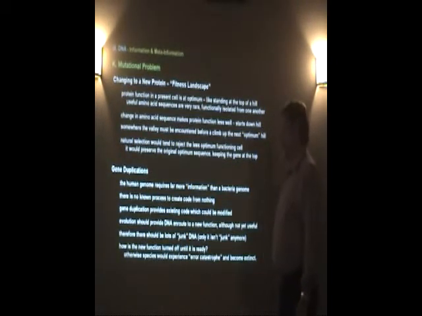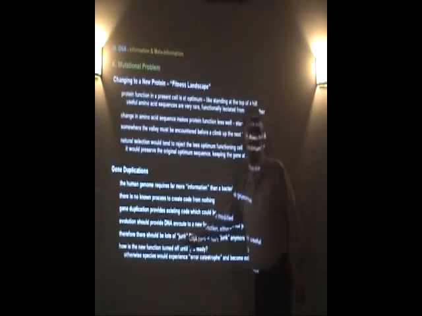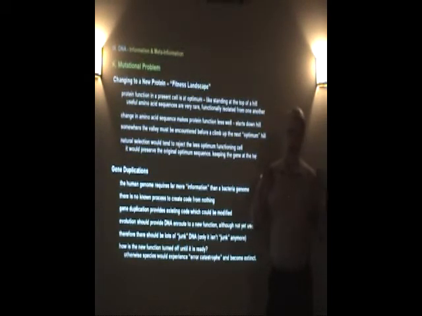Gene duplication provides existing code which could be modified. Evolution should provide DNA en route to a new function, although not yet useful. Therefore, there should be lots of junk DNA. This is one reason why junk DNA was so dear to many evolutionists. Only the problem is that it's not junk DNA. There is extraordinary function, even in those parts that have no coding to create a protein on their own.